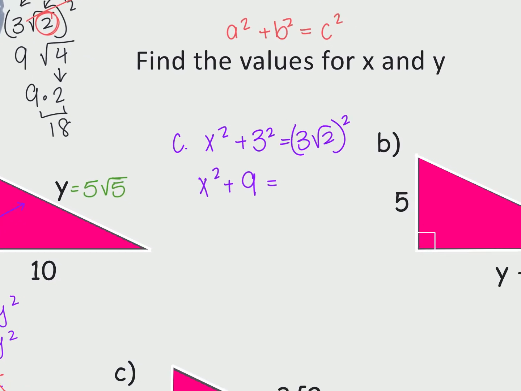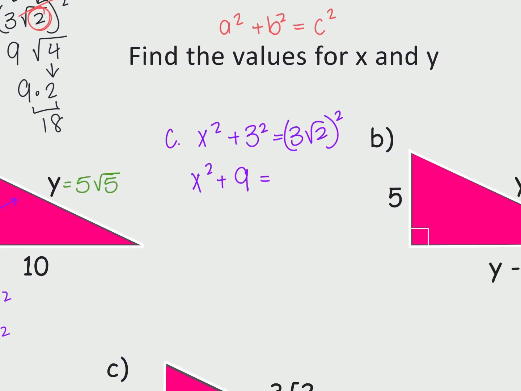So, plugging it in over here, I'm going to have 18. And then I'm solving for x. I'm subtracting 9 from both sides. I'm going to get x squared equals 9. And again, how do I get rid of that squared? Square root it. So what I do to one side of my equal sign, I have to do to the other. And x is going to equal 3. Good. 9 is a perfect root.